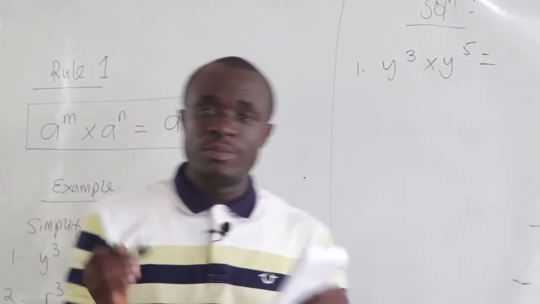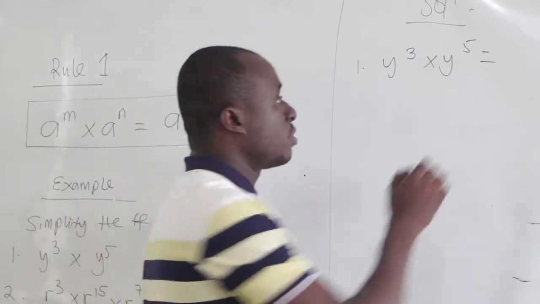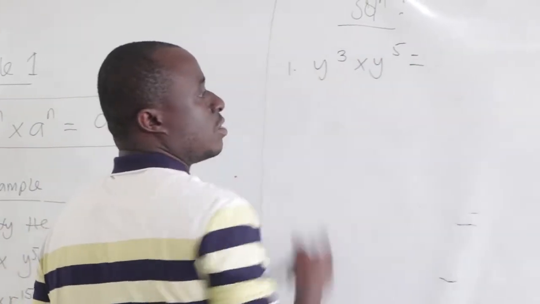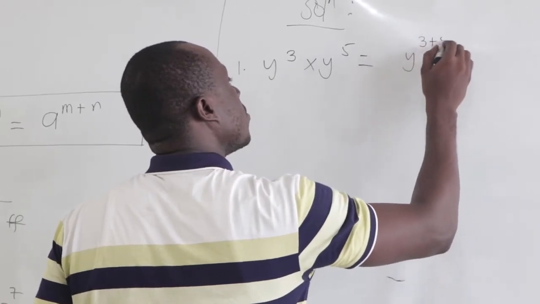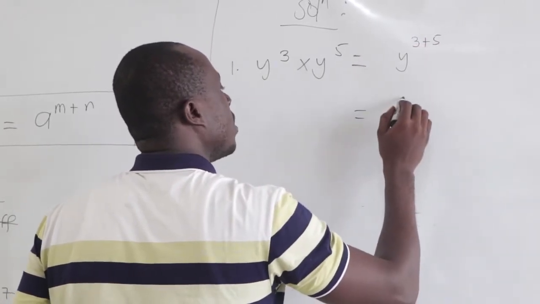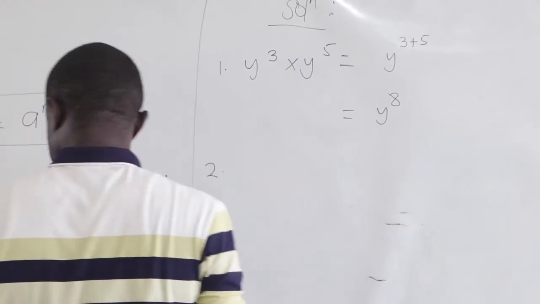The law says that when the bases are the same and you're multiplying, add the exponents. So the base is y, and you add the exponents. So here, that'll be y to the power 3 plus 5, and this is y to the power 8. Now let's see the second one.